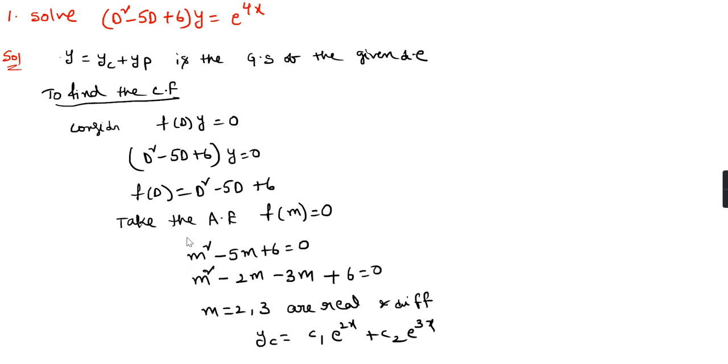To find the roots, we take the auxiliary equation, that is f of m equals 0. m square minus 5m plus 6 equals 0. Solving this, we get the roots m equals 2, 3. So 2, 3 are real and different roots. How to write the complementary function? From the previous class we have practiced. So yc equals c1 into e power 2x plus c2 into e power 3x.